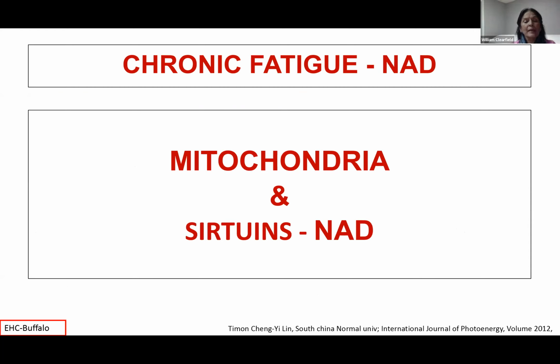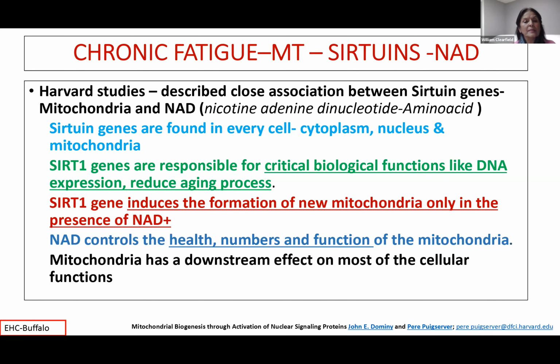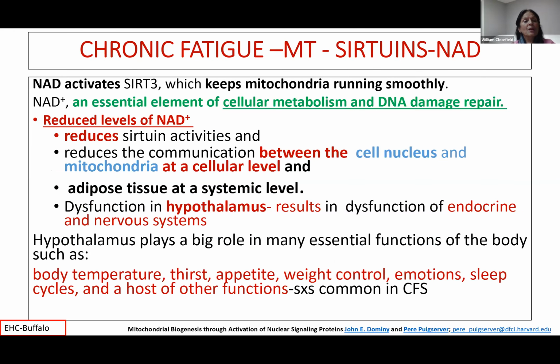So now let's look at the interrelationship of mitochondria, NAD, and sirtuins. A Harvard study described a close association between the sirtuin gene, mitochondria, and NAD. Sirtuin genes are found in every cell, in the cytoplasm, the nucleus, and in mitochondria. The SIRT1 gene is responsible for critical biologic functions like DNA expression and reduced aging process. The SIRT1 gene induces formation of new mitochondria only in the presence of NAD. However, NAD controls the health, number, and functions of the mitochondria and has a downstream effect on most of the cellular functions. So NAD activates SIRT3 and keeps the mitochondria running smoothly, an essential element of cellular metabolism and DNA damage repair.